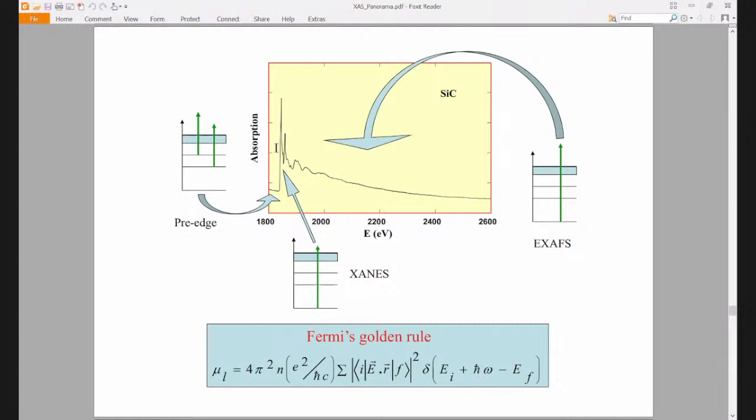And the perturbation, in that case, is a photon field, the electric field of the photon, which hits the atom, will make the transition to the final state. And this is a delta function, which says that the difference between the final state and the initial state is equal to the energy of the photon.